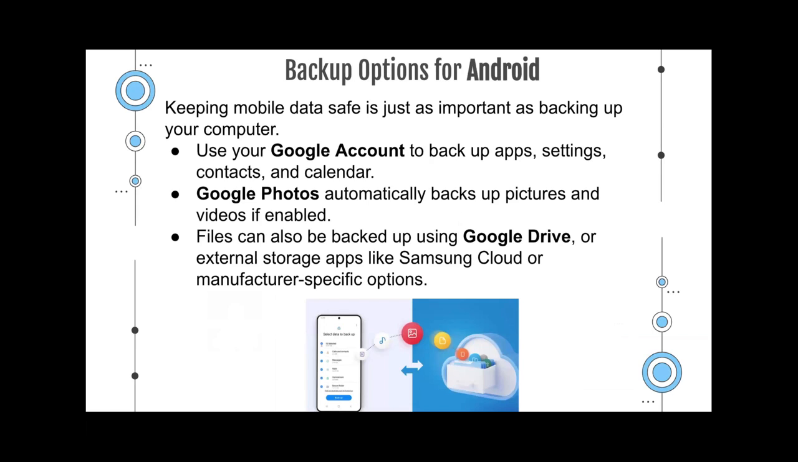Backup options for Android. Keeping mobile data safe is just as important as backing up your computer. So, just as I said before, it's important to make sure your phone's backed up whether you have an Apple or an Android. For Android specifically, you can use your Google account to back up apps, settings, contacts, and calendar. There's also Google Photos, which automatically backs up pictures and videos if enabled. I have Google Photos. It works really well for me. I suggest it. And files can also be backed up using Google Drive or external storage options like Samsung Cloud or manufacturer-specific options.